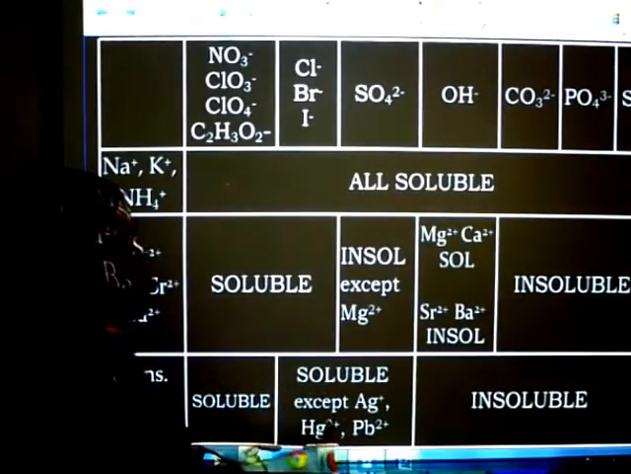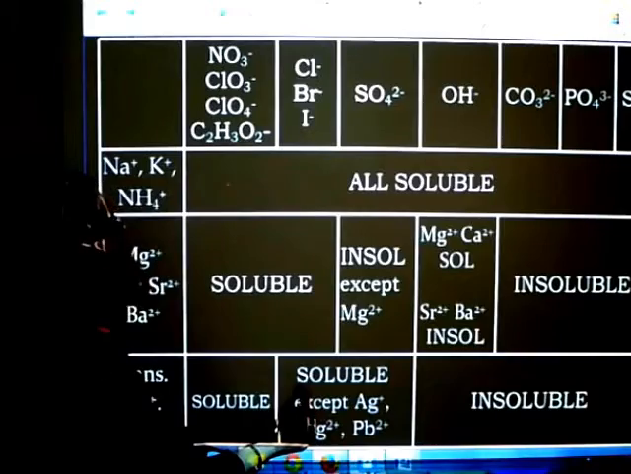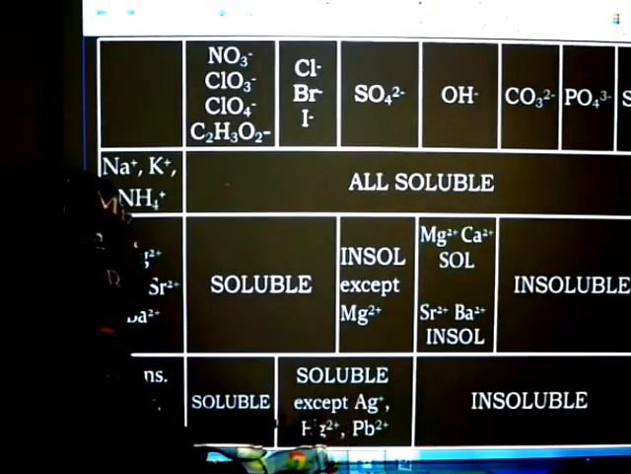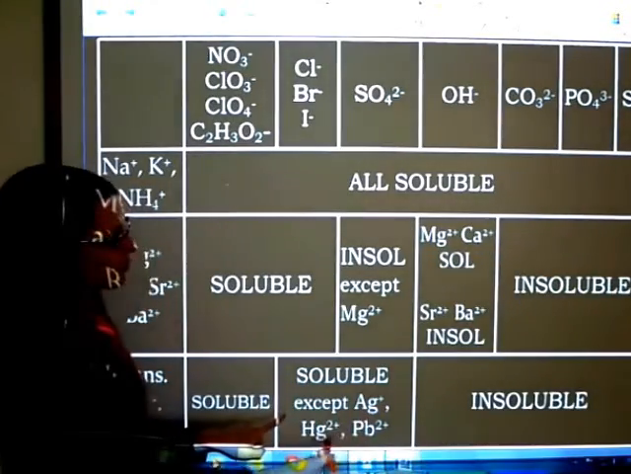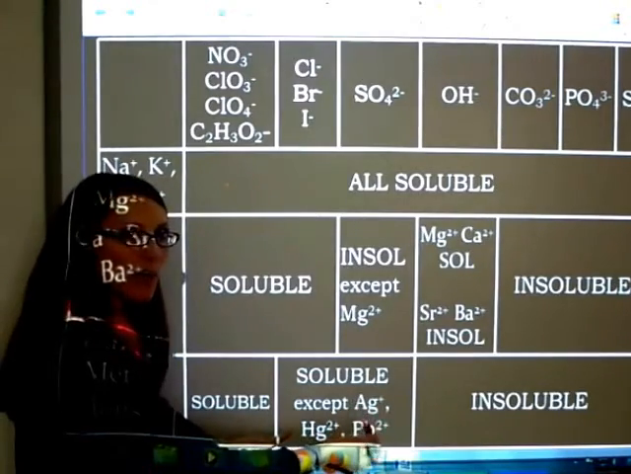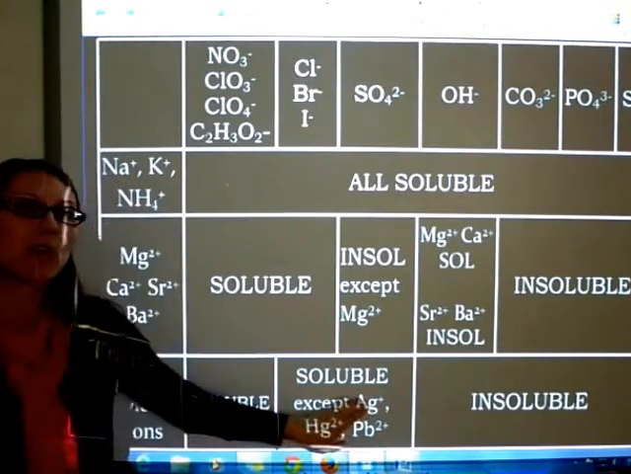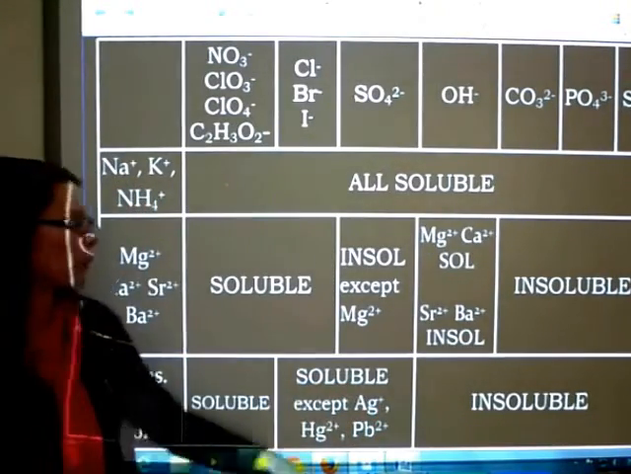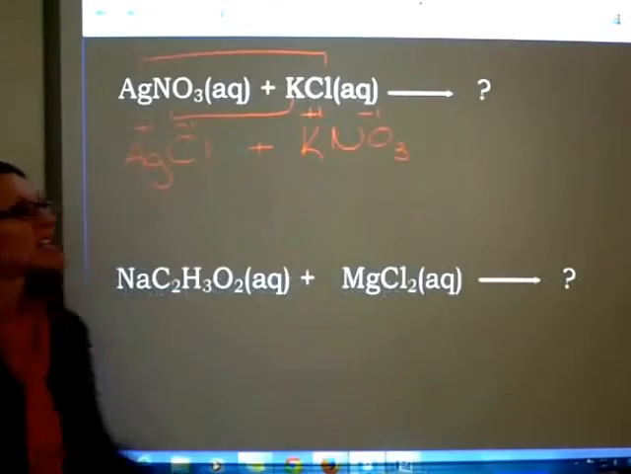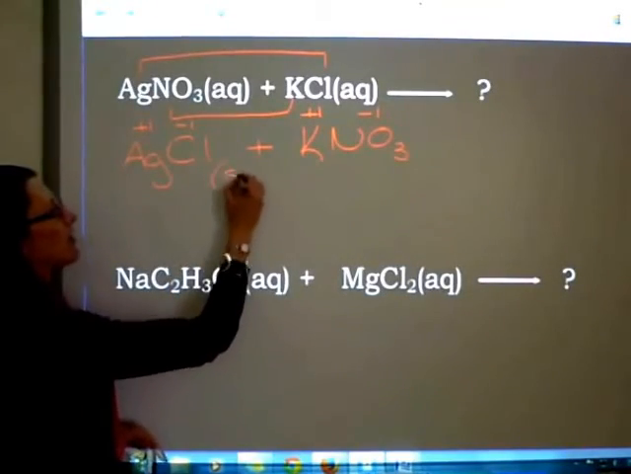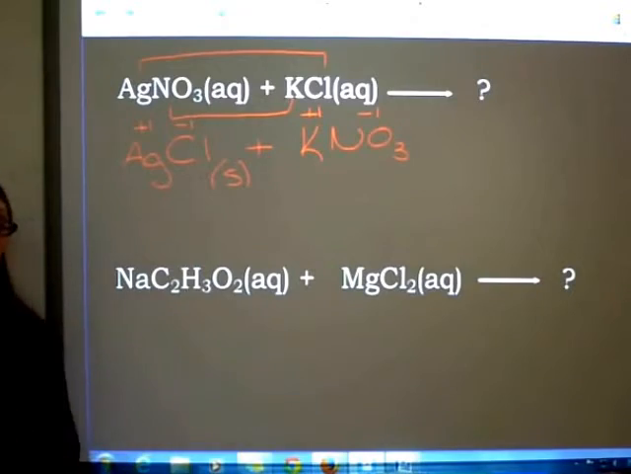And this box says that these transition metal halides are soluble except for silver, mercury, and lead. Well, we've got a silver compound here, so that means silver chloride will not be soluble. It will become a solid. So I'll go back and add my state symbol of an S next to my silver chloride.